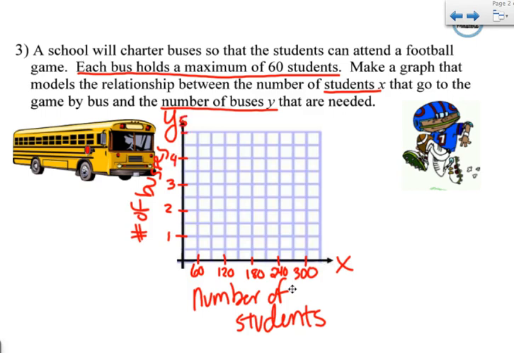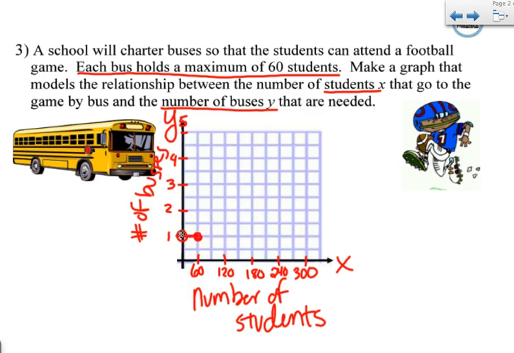Okay. All right, so now I need to fill in my step graph. So each bus can only hold 60 students. So if I am at bus number 1 over here, I shouldn't have any students, because 0 would mean no students are on the bus, so it'd be the open circle. And then I can have up to 60. So I can have all the way up to 60 on this one bus, okay?